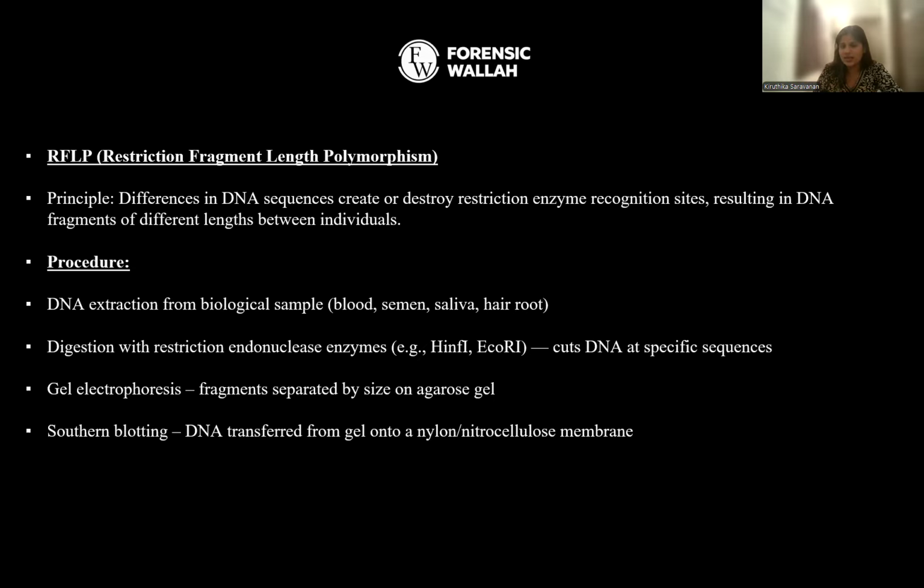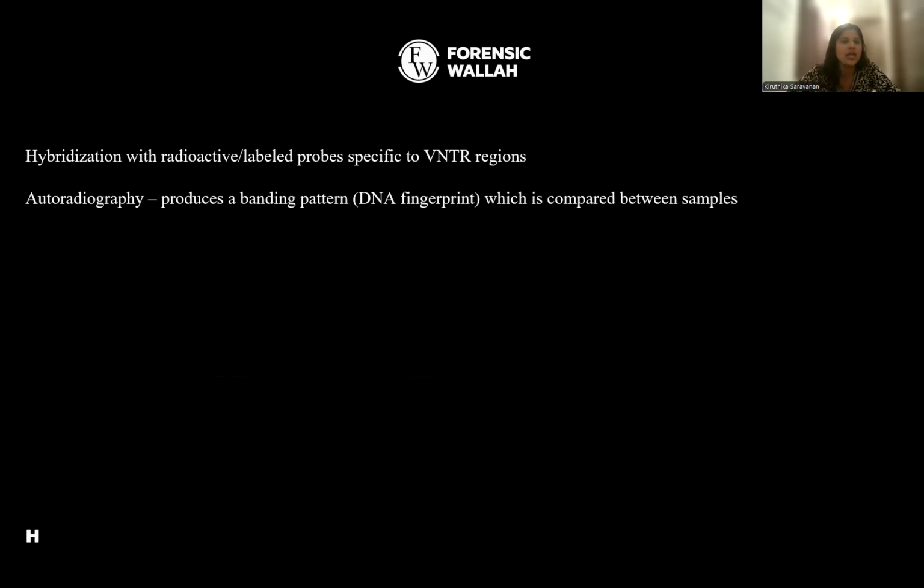So DNA is extracted, digested with restriction endonuclease, then it has undergone gel electrophoresis. After that, it has undergone Southern blotting. So this is how we do the RFLP procedure. At last we can do the hybridization. We are taking radioactive isotopes like sulfur or phosphorus, which are specific to the VNTR region, and then we can see beautiful bands produced there. Those bands are nothing but the DNA fingerprint.